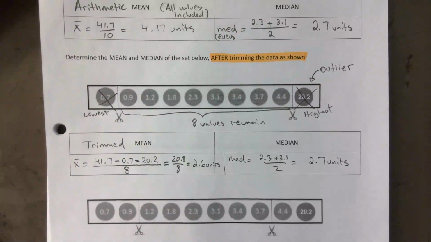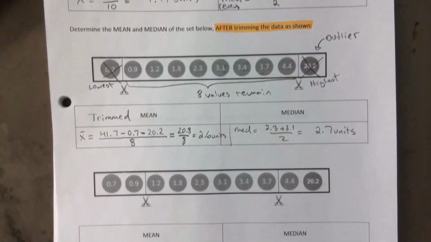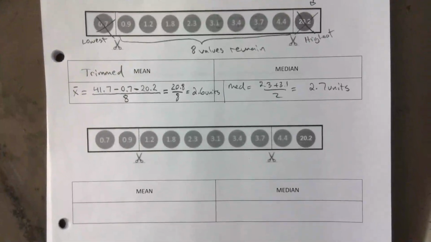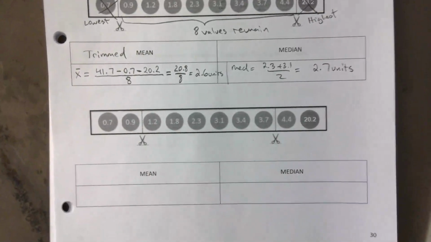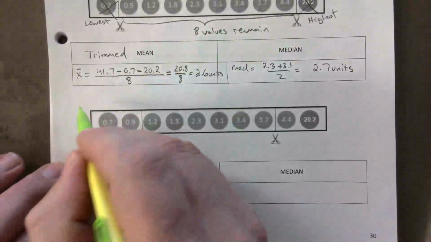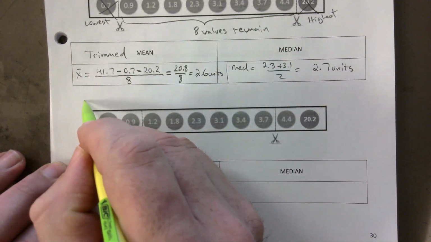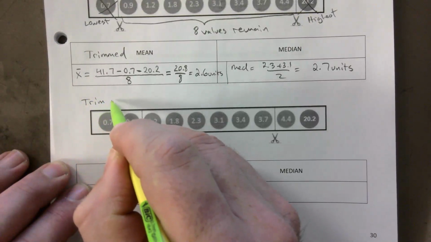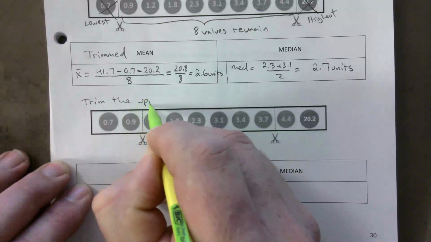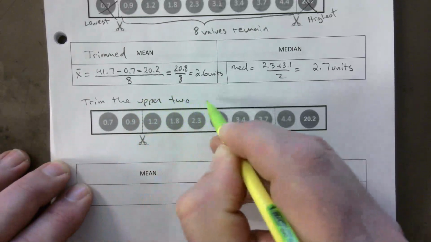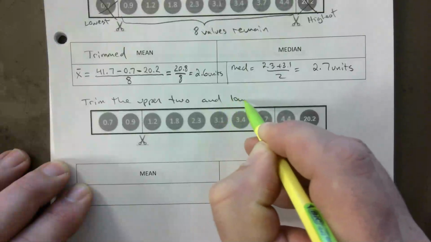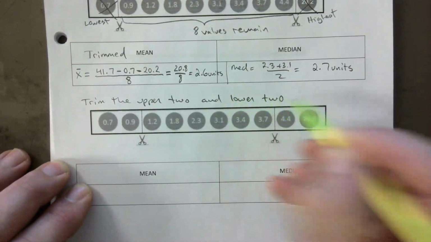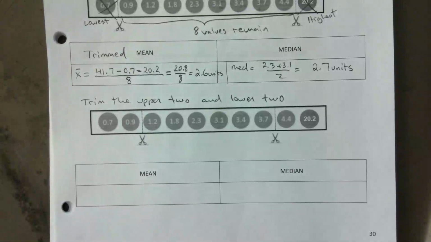And last but not least, we're going to trim by removing the upper 2 and the lower 2. Okay? The question is going to tell you to trim the upper 2 and lower 2. For the longest time, I was not sure what the province is going to do here. Are they going to tell you? Are they not going to tell you?